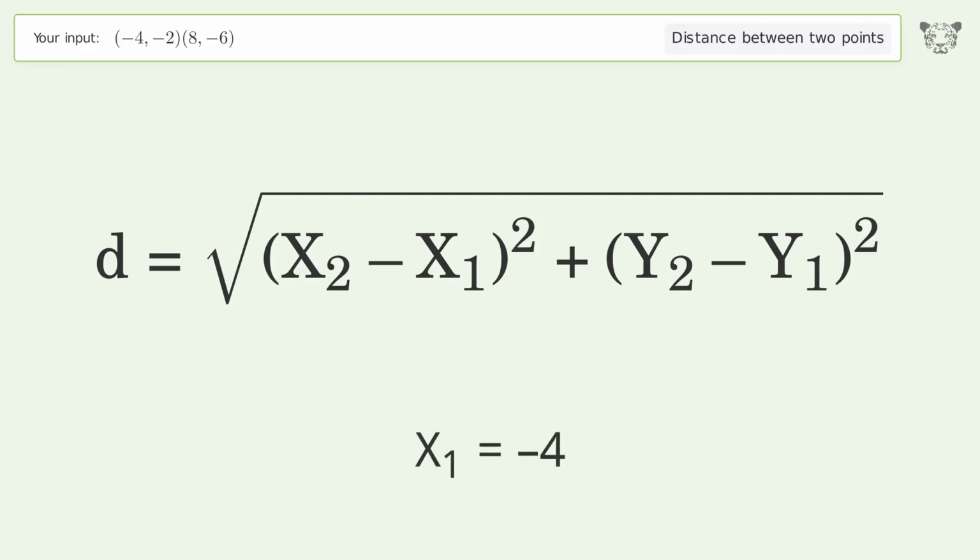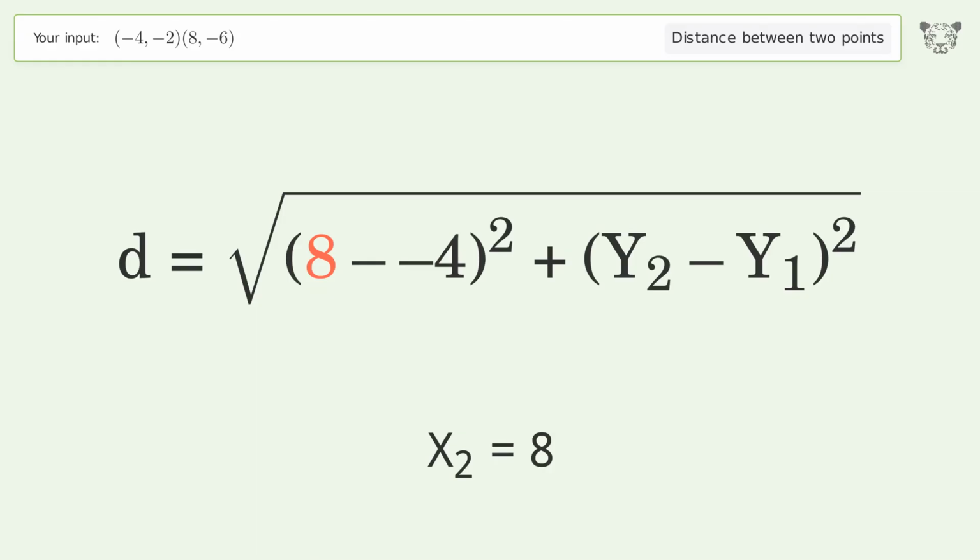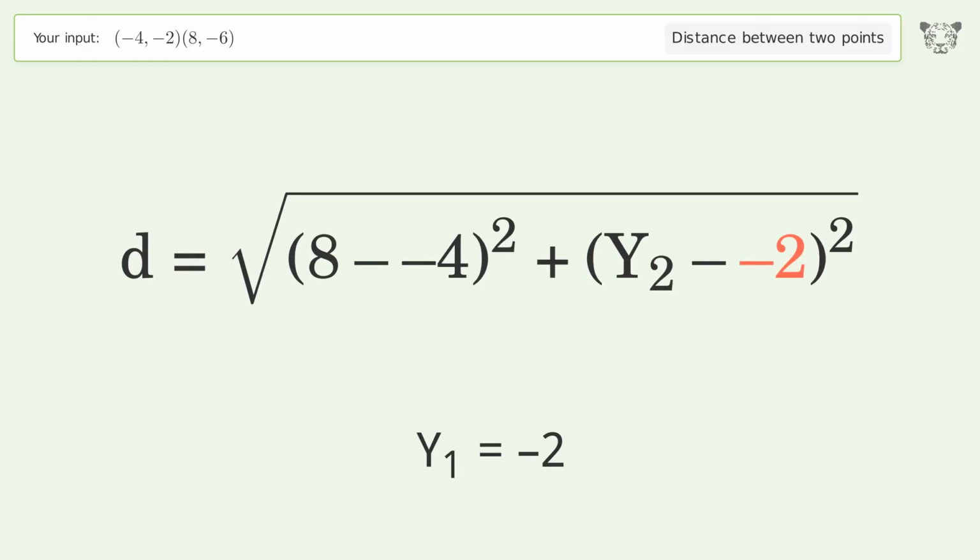x1 equals -4. x2 equals 8. y1 equals -2. y2 equals -6.